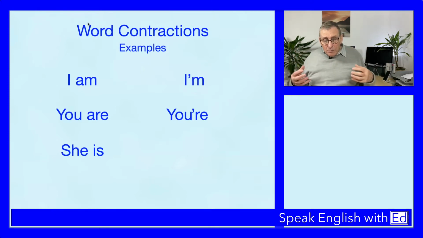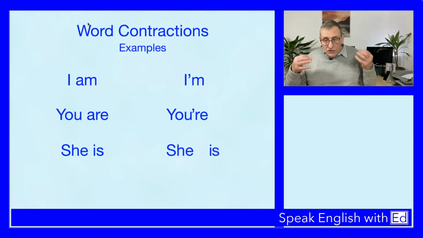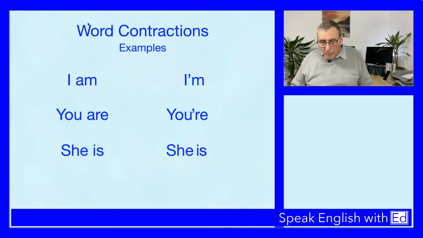And the third person, she is. Now we're getting she is. We want to contract this down into she's. Okay, so we've got two words, she is, and we want to bring them together. If we bring them together, she is, which is not what we want. We want she's.